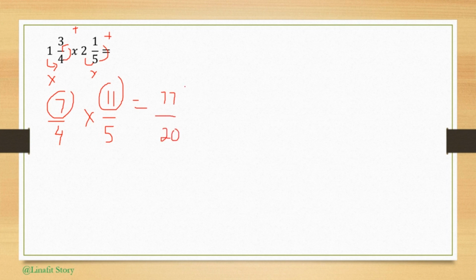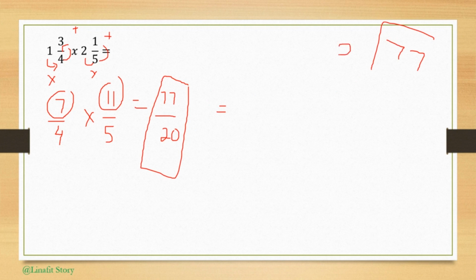So don't forget, this is an improper fraction, so you have to convert it into a mixed number. So 77 divided by 20. So it equals 3, 60, remainder 17. So the answer equals 3, 17 out of 20.